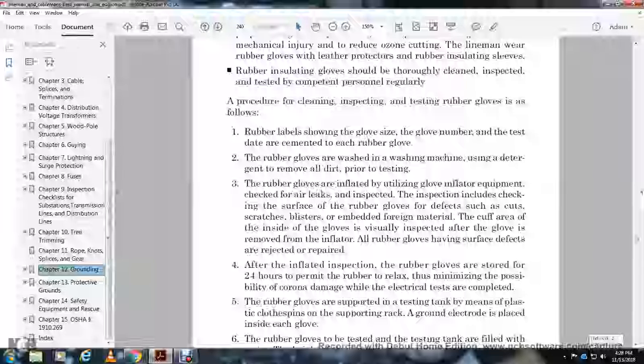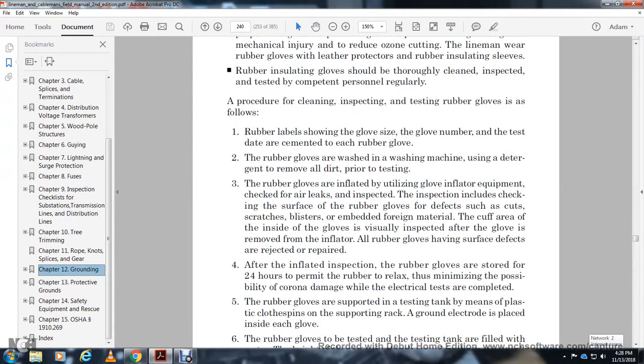The inspection includes checking the surface of the rubber glove for defects such as cuts, scratches, blisters, embedded foreign material, and air cut off within the inside of the glove, which is visually inspected. After the glove is removed from the inflator, any gloves found with defects are rejected or repaired.